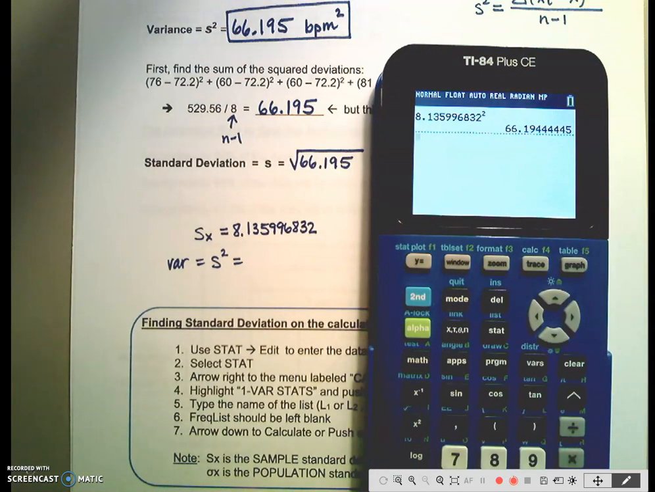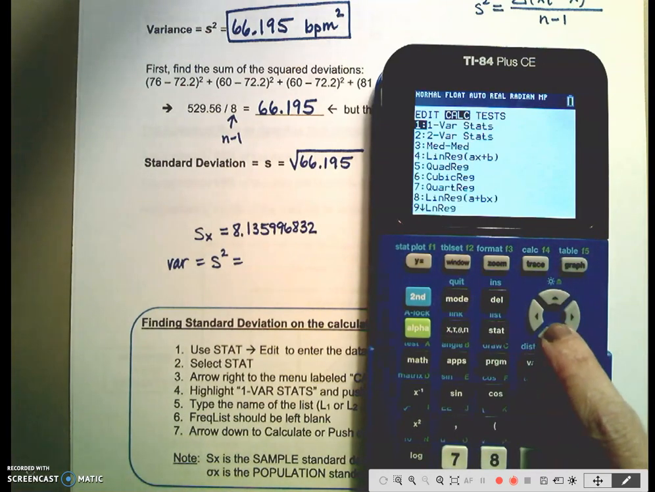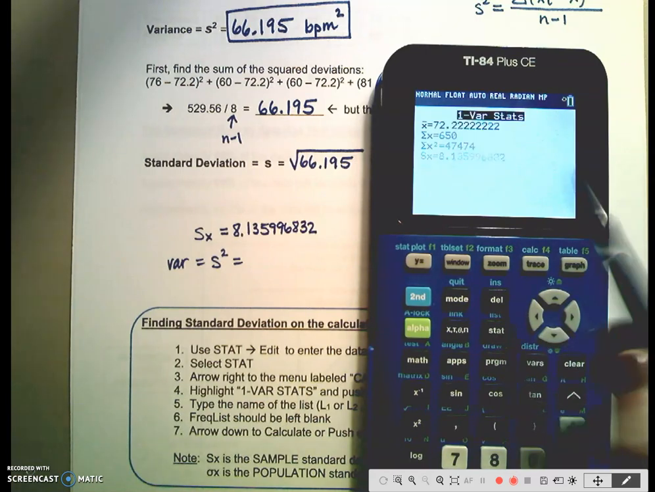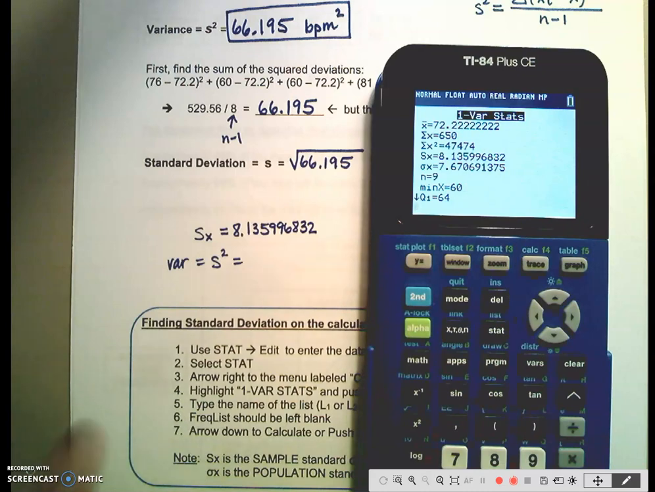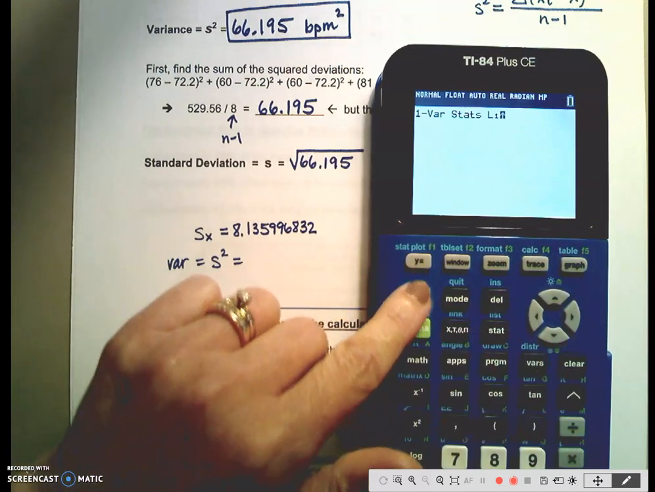So again, let me say that one more time. If in the homework they ask you for variance before standard deviation, go ahead and get the standard deviation off of your calculator here, take that standard deviation number and square it, and then that will give you the variance. Okay, let's see, what did I have in there?